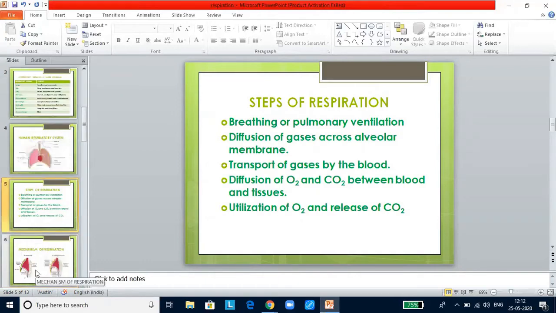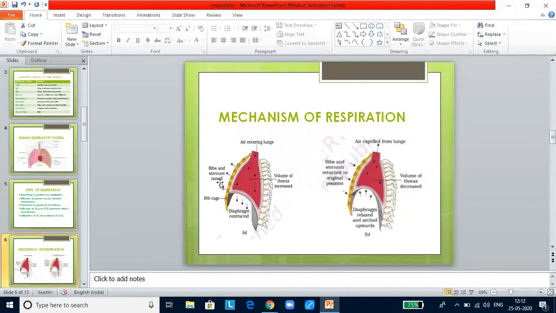Now let us look into the mechanism of respiration. So here you're seeing the inhalation and here you're seeing the exhalation. This diagram you have to look at and observe carefully. If the lung volume has increased, if the volume of the thorax has increased, then it means it is inspiration. If the volume of the thorax is decreased, then it is exhalation. So this you have to understand.